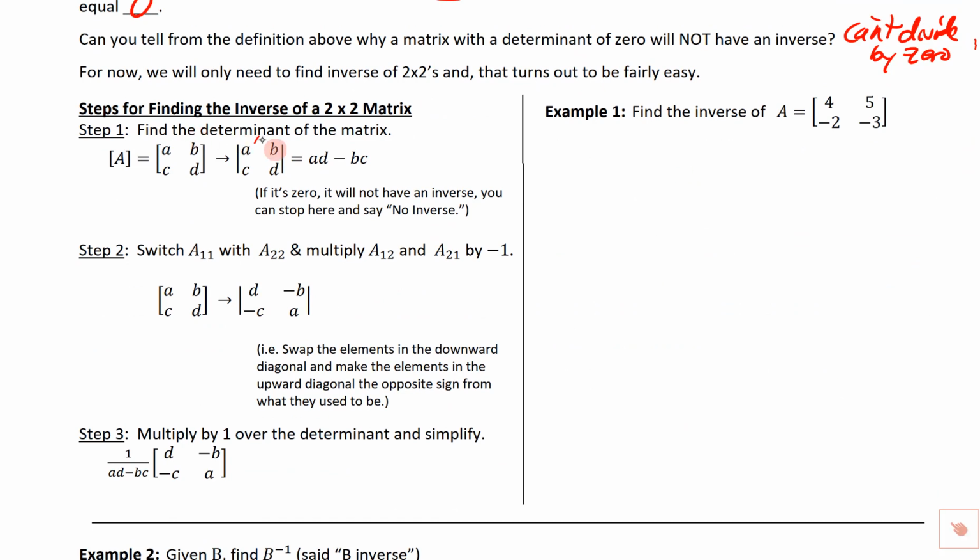The first thing we're going to do is find the determinant of the matrix. So we've got the little formula right there. And again, if it's 0, we'll have to just say no inverse. But let's check and see what we've got on this one. So I'm going to write DET here.